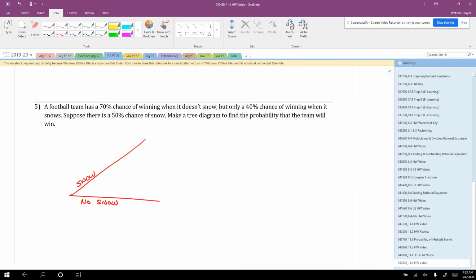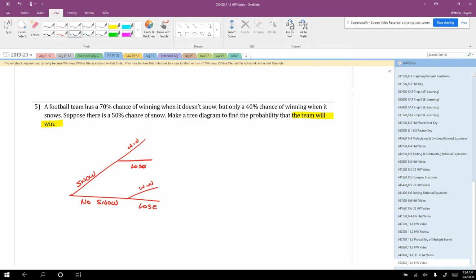Okay, because again, our question is the probability that the team will win. Well, that is based on whether or not it snows. So that's going to be our opener. And then if it snows, there's 2 possibilities. They win or they lose. And if it doesn't snow, there's again 2 possibilities. They win or they lose. Okay, and then you just kind of fill it in here.